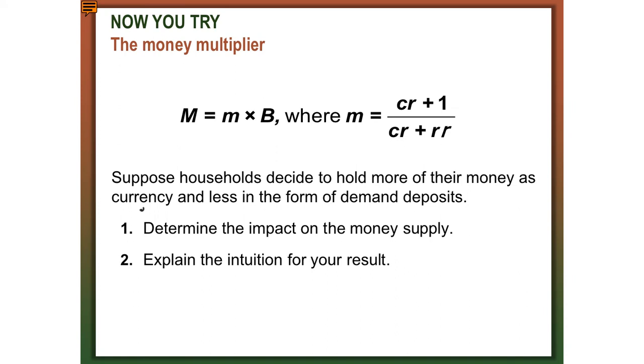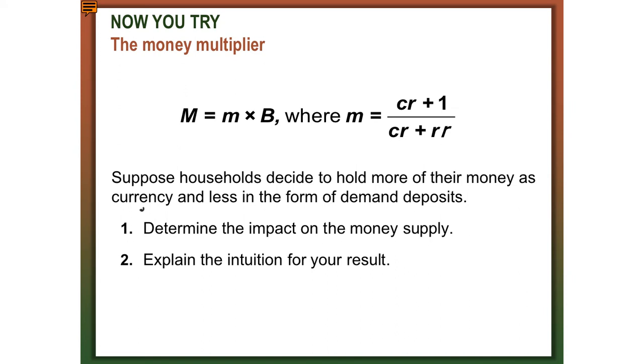So if consumers are holding more currency, then that means for any increase in B, the money supply is going to increase by less after this household behavior has changed. So what is the intuition for this result? And that's always going to be something I look for on exams. So can you do the math, but can you also explain the intuition logically?